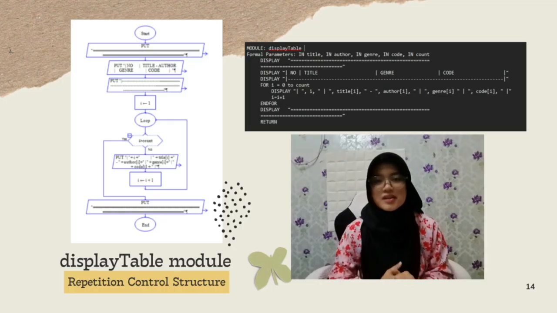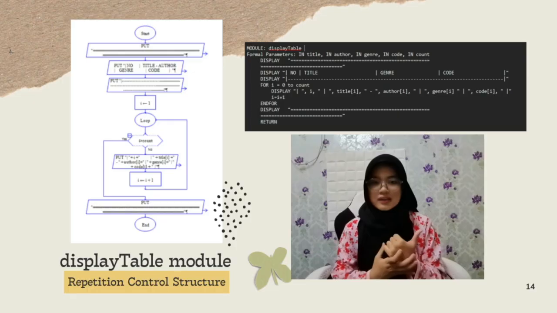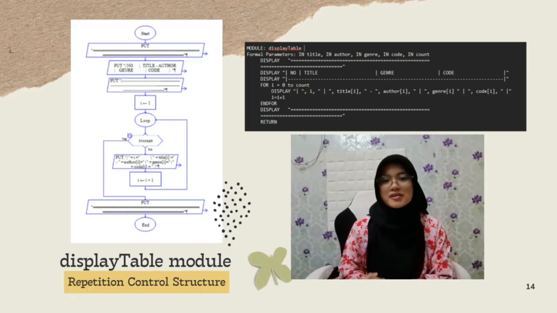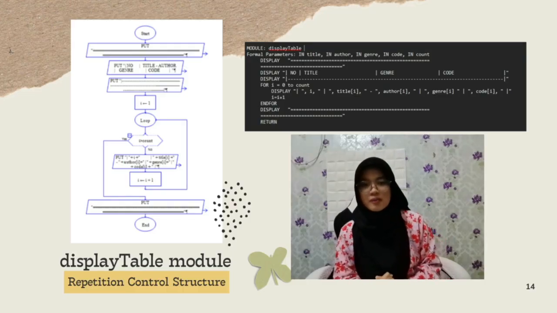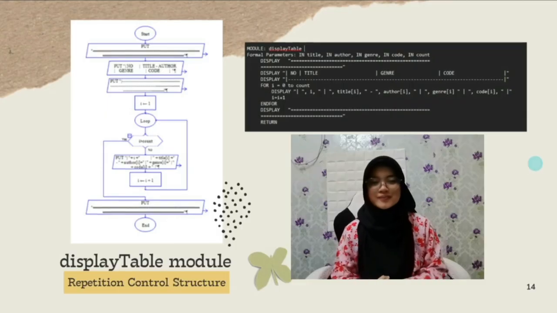The condition is then checked to ensure the counter does not exceed the total number of books. If the condition is true, the book details are displayed and the counter is increased. This process repeats until all book records have been shown. This ensures that all stored book data is displayed systematically without missing any records.